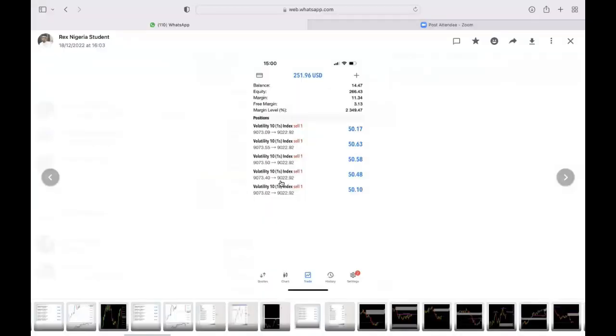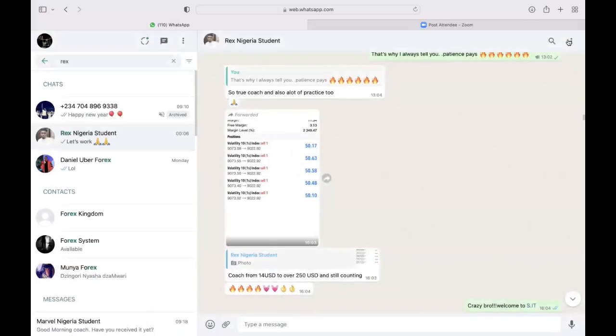Okay, so this is someone who joined on the 16th of December. Now you can see on the 18th of December, after 2 days, a $14 account is on $260. In terms of returns, that is crazy. There's no bank in the world, there's no business in the world that has such returns. But trading can do that for you, but you need guidance, and you need to know exactly what you're doing.